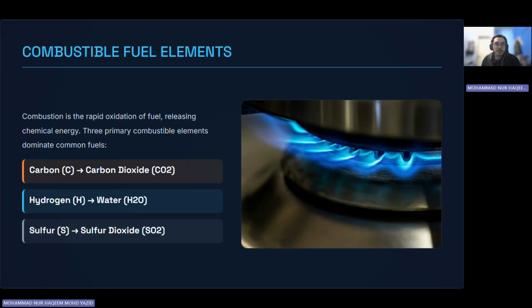First, we have to look at the combustible fuel elements. Combustion is the rapid oxidation of fuel, releasing chemical energy. Three primary combustible elements dominate common fuels: carbon, reacting with oxygen to get carbon dioxide; hydrogen, reacting with oxygen to get water; and sulfur, reacting with oxygen to get sulfur dioxide. To note, oxygen plays an important role in the combustion reaction.